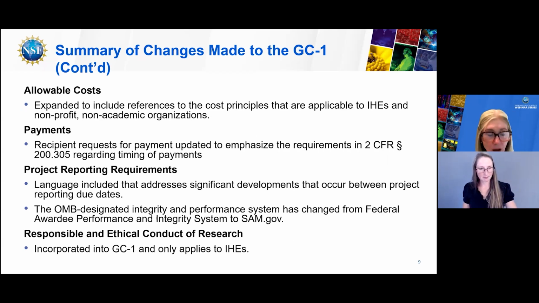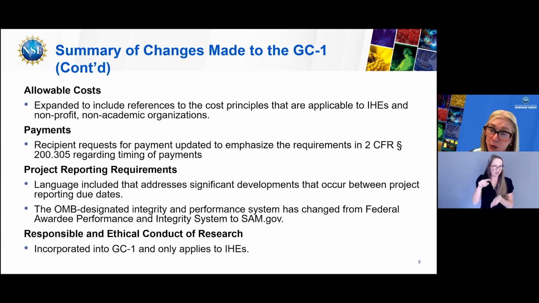Obviously, GC1 applied in the past to for-profits, state and locals, and tribals. So those are the cost principles that were called out as being applicable. Given what we've done and that we're combining GC1 into all recipient types, we have now added the applicable cost principle. We've referenced IHEs as well as nonprofit, non-academic organizations. Not a major change. Payments.